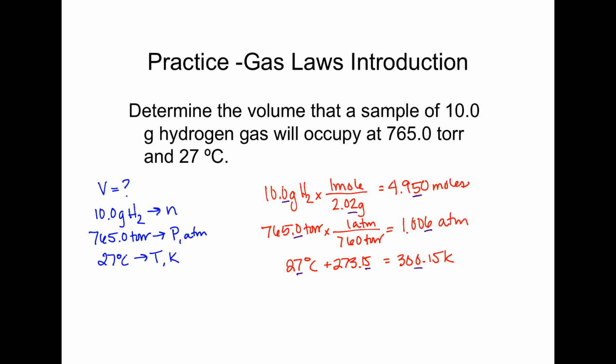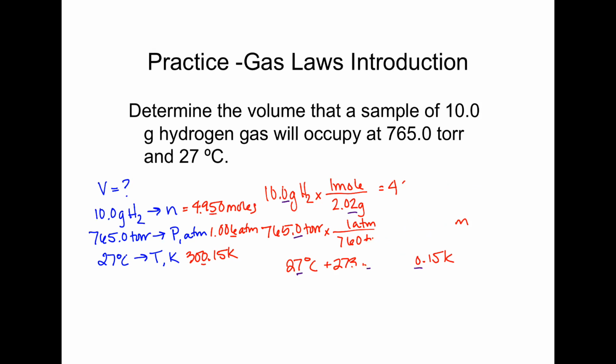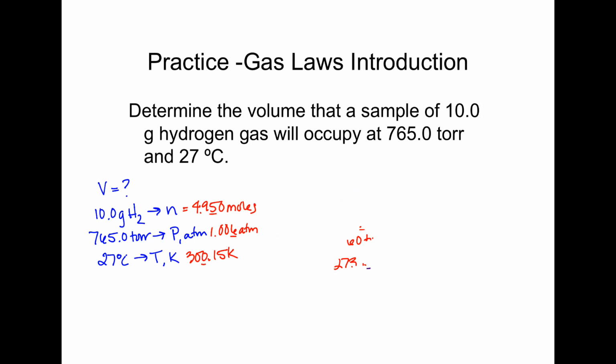All right, so I'm going to write down those numbers over here. I need a little bit more space to write. The pressure was 1.006 atmospheres and 300.15 Kelvin. All right, so now I can give myself a little bit of space here. Okay, so I'm going to go back to my equation.